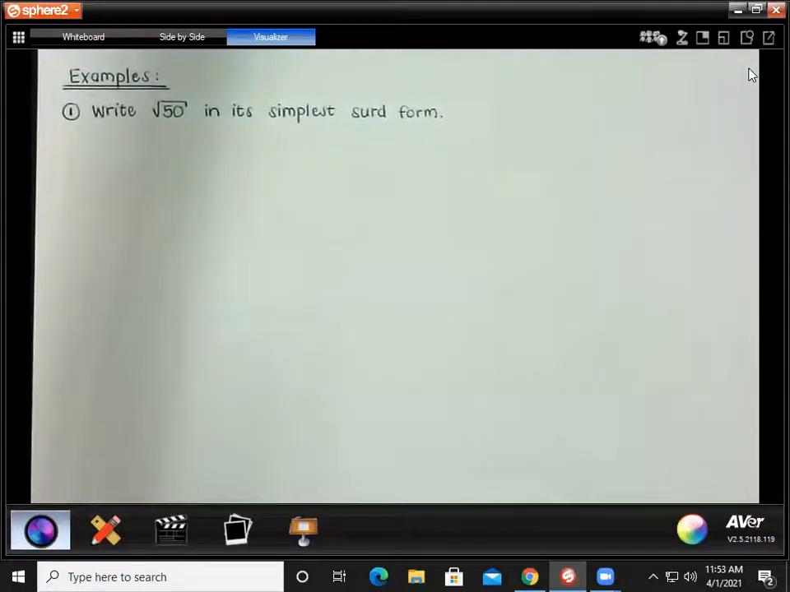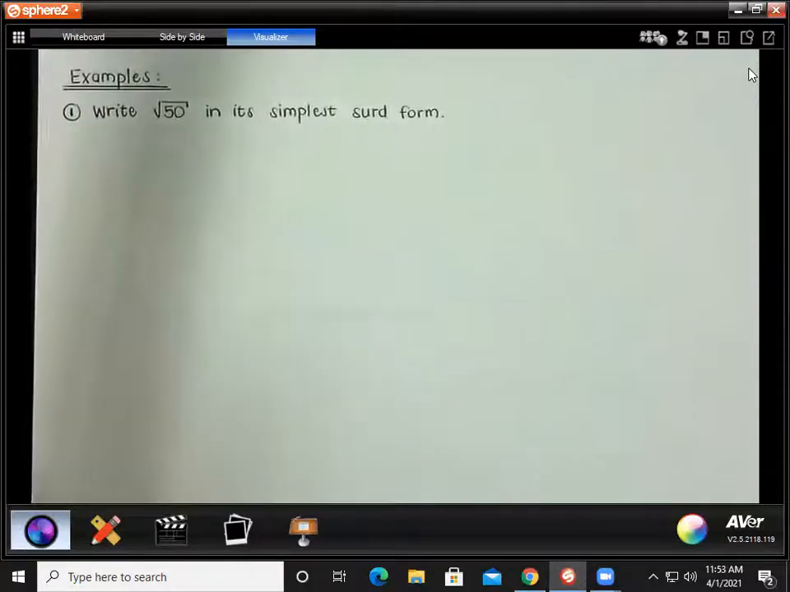Okay, write the square root of 50 in its simplest surd form. And guys, let's just assume for all of these, you're doing them without the use of a calculator. I'm not going to write that down every time. Okay, the square root of 50. Do we know what that is off by heart?